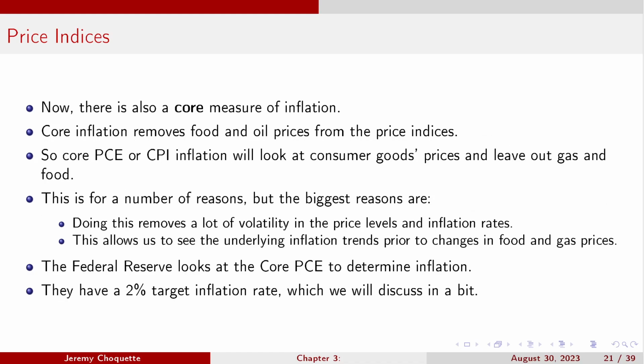Now, there's also what's known as a core measure of inflation. Core inflation removes food and oil prices from the price indices. So core PCE or core CPI inflation look at consumer goods prices, but they leave out gas and food. And you're probably wondering, why would they do that? Are they trying to cheat something? Are they trying to get around something else? Well, not really. The reason they leave that out is actually a very good, justifiable one.